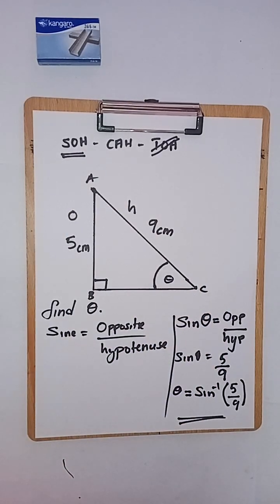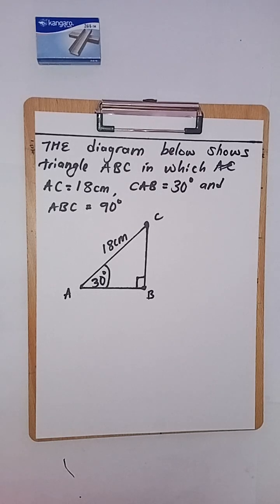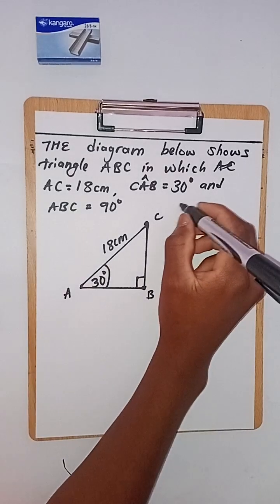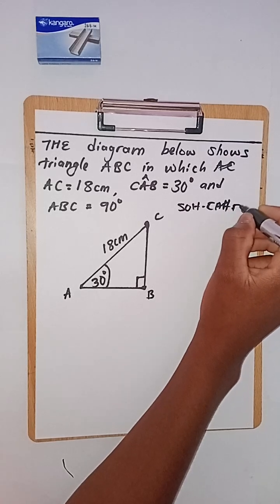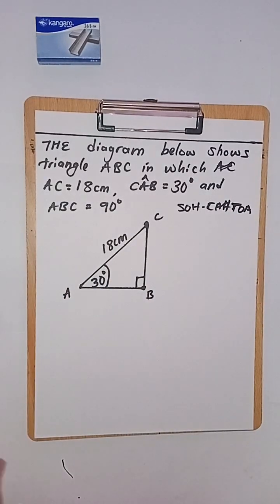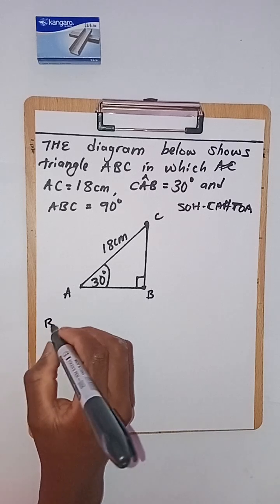So this is how you find theta when you have this kind of setup. Now, let us have a look at one question which came in the past years. This question says the diagram below shows triangle ABC in which AC is equal to 18 centimeters, angle CAB is equal to 30 degrees, and angle ABC is equal to 90 degrees. So this is a right angle triangle. Therefore, we can use SOHCAHTOA. Now, what are we looking for here? We are looking for BC.